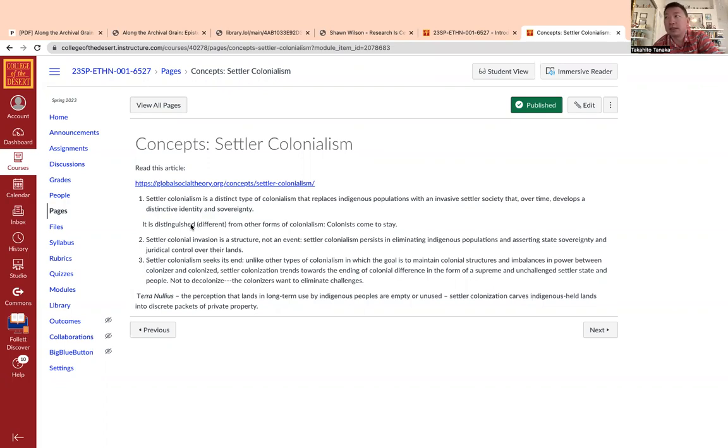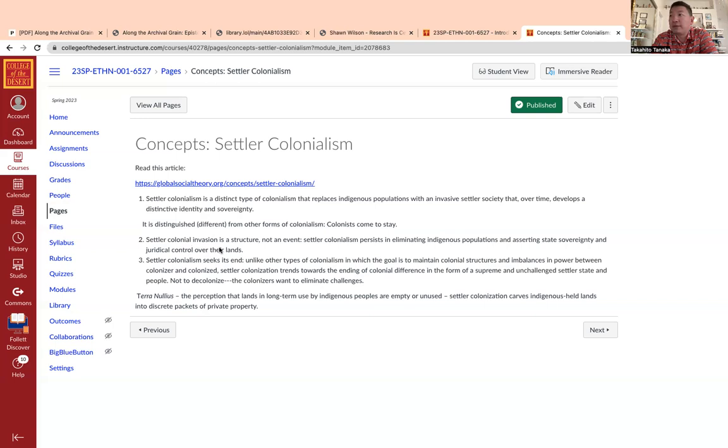Settler colonialism is a distinct type of colonialism that replaces indigenous populations with an invasive settler society that over time develops a distinct identity and sovereignty. That means we're talking about sovereignty in terms of ownership of land, and understanding what it means to really be sovereign. A state entity comes in and defines itself as the proprietor or owner of that particular plot of land. In particular, we're talking about the United States.